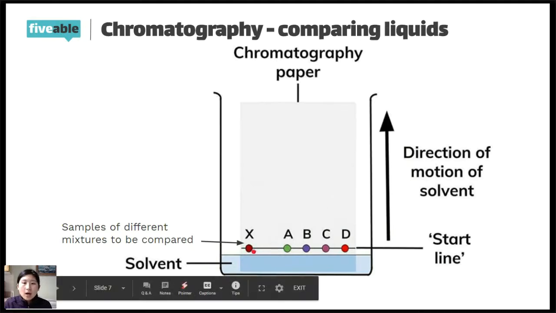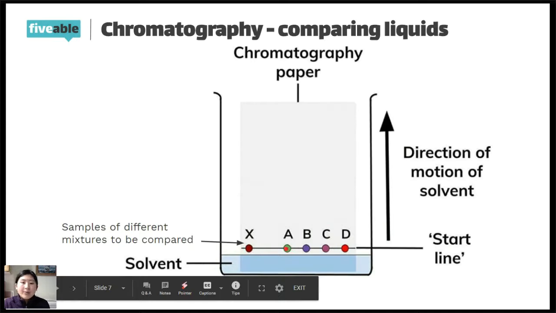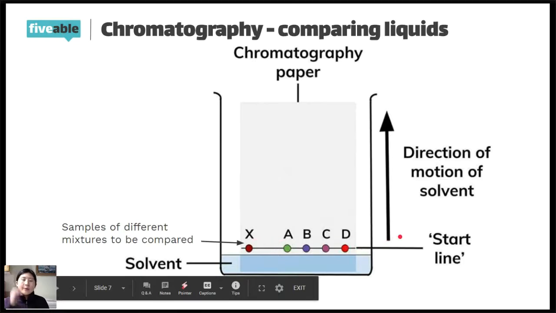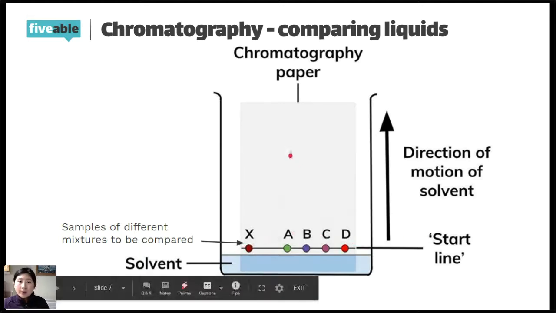So if you were to have a dot of washable marker mark over here, then as the water goes up, the marker ink is going to go up with the water. But if we were to have something else that's not as attracted to the water, then it's not going to move up with the water as fast. So this is kind of the starting line. And what we're trying to do is put this paper into the solvent, and then after a few minutes, we're going to observe how far the different mixtures have gone up the paper.